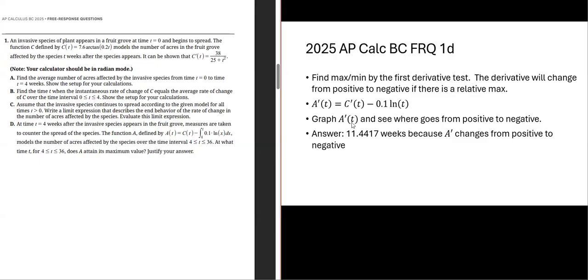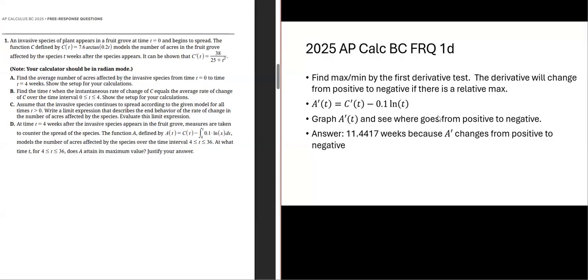So we want to graph A prime of t and see where it goes from positive to negative. Earlier, I said we want to find when A prime changes sign because there's a maximum in there. Specifically, because we want to find where there's a max, that's when A prime, the derivative, changes from positive to negative, okay? So you would set your axis properly on your calculator. You know it's between 4 and 36, so you can just limit it to that. And you find where it crosses from positive to negative, you'll find that it's 11.4417. Don't forget your units, t, which is weeks. Okay.